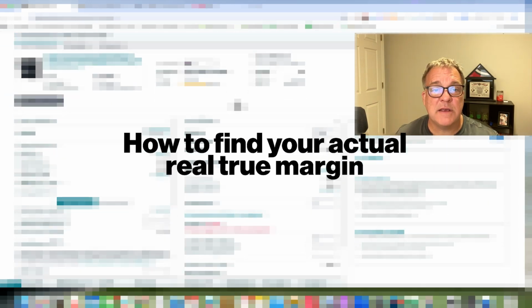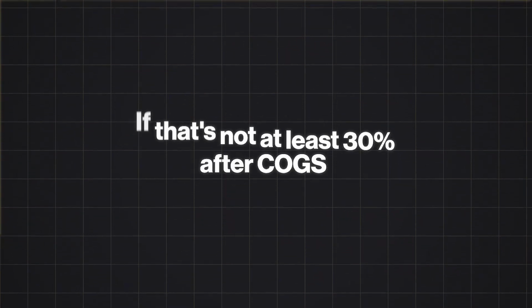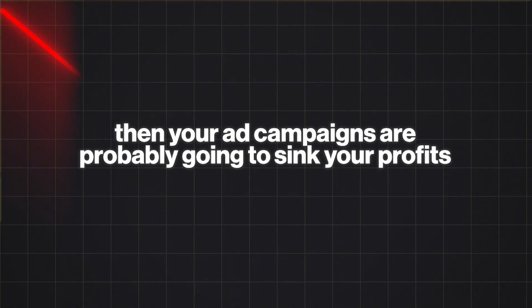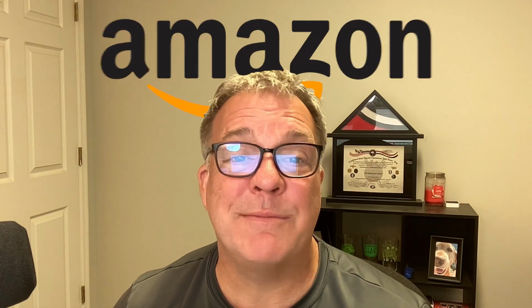Today, I'm gonna walk you through Amazon's revenue calculator. I'm gonna show you how to find your actual, real, true margin, and I'm gonna explain why, if that is not at least 30% after your cost of goods sold, then your ad campaigns are probably going to sink your profits, and you may not even need to be trying to scale that product on Amazon at all, right? So let's look at this Amazon revenue calculator.